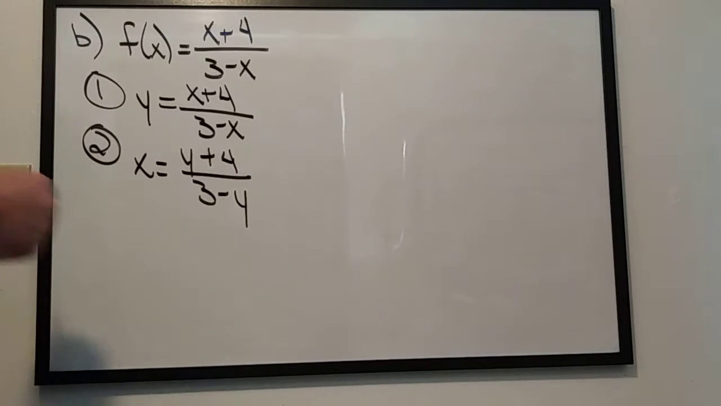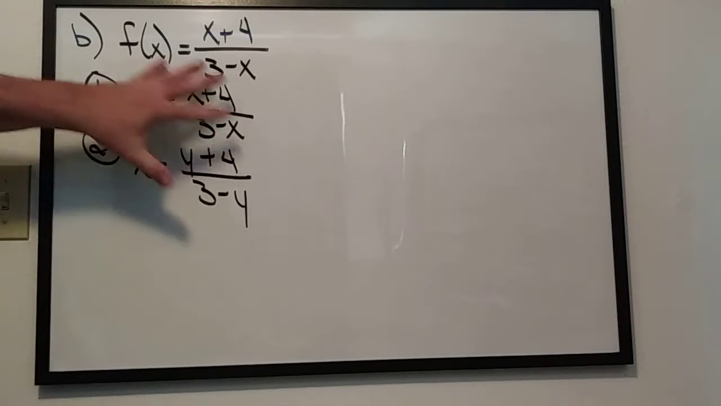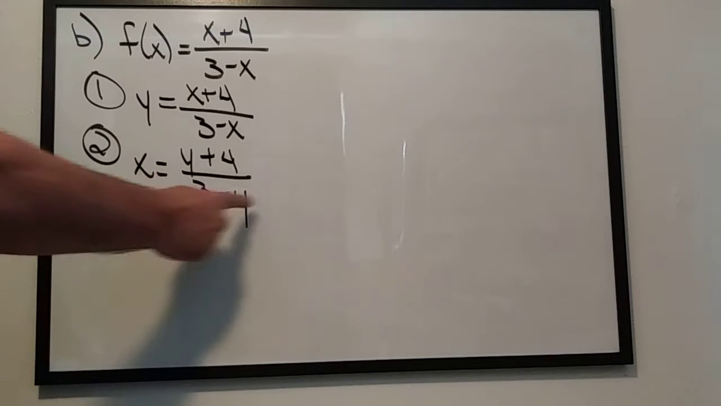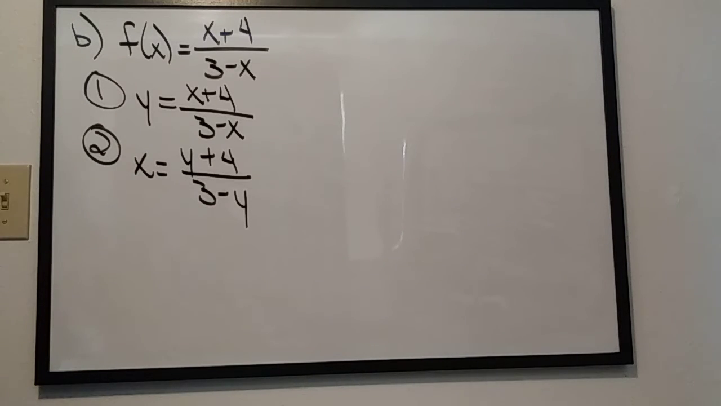solve this for y. Now, in order to solve for y, I need to think about how to undo all the things that are happening here. Well, the first thing I notice is I have a big old fraction. I'd like to get rid of that fraction. So I can multiply both sides by the denominator, 3 minus y, to accomplish that.